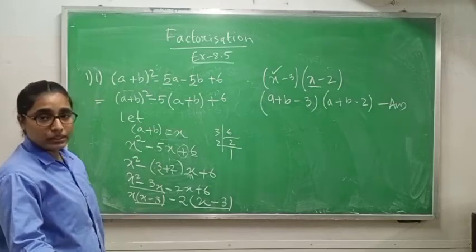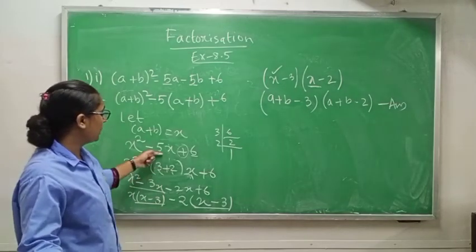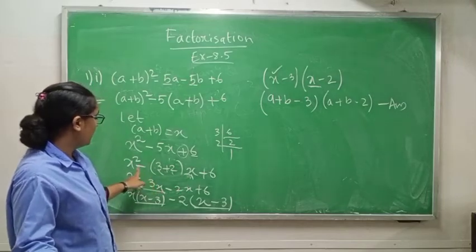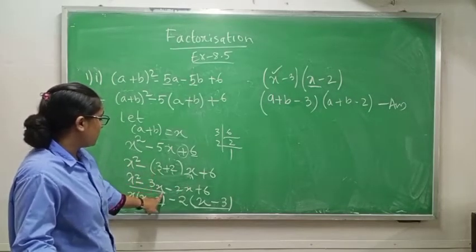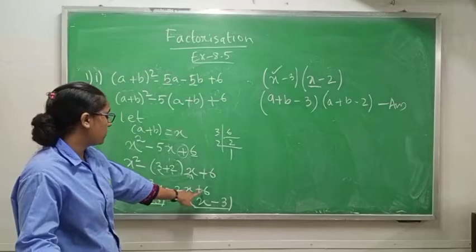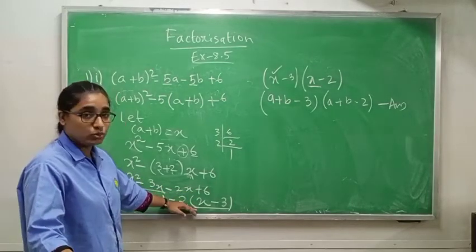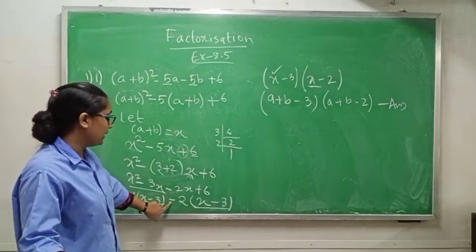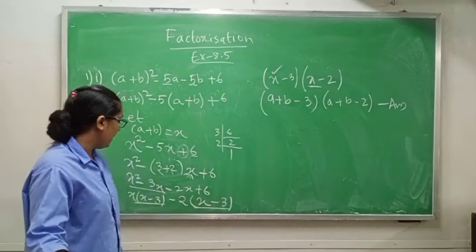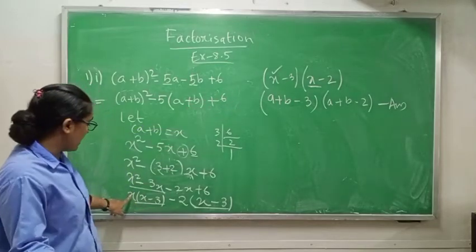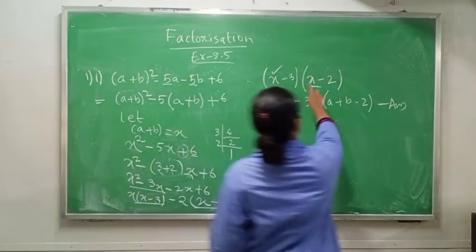Now after that I am doing middle term factor. So 3 plus 2 will give us 5 and 3 twos are 6. When you open the bracket, x square minus 3x minus 2x plus 6. From the first two you will take x common, from the last two you will take 2 common. When you are taking minus common, this plus is becoming minus. Now x minus 3, you write it one time, and what is left? x minus 2. So (x - 2).